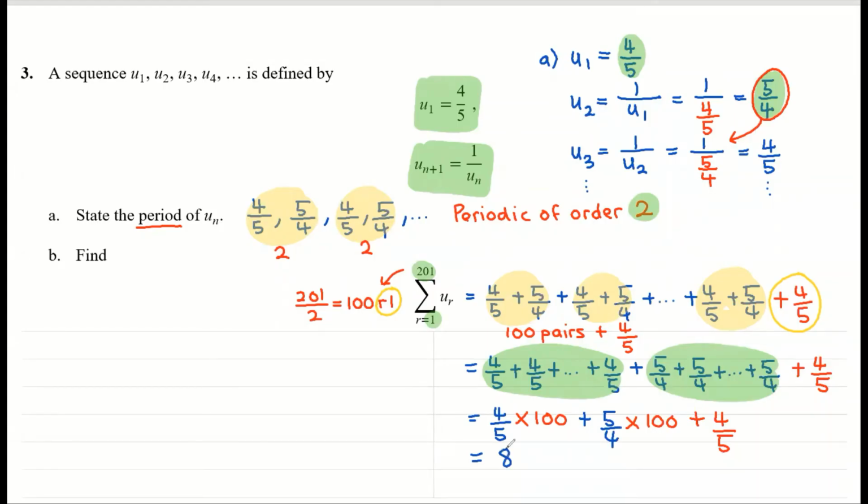So 80. And then 500 over 4. So that's half of 250. So that's 125 plus 4/5. So in other words, just to finish off, this is going to be 205 and 4/5. Okay, so that's the sum. Okay, and I'm not saying you have to do it that way. It's just one way of thinking about it.